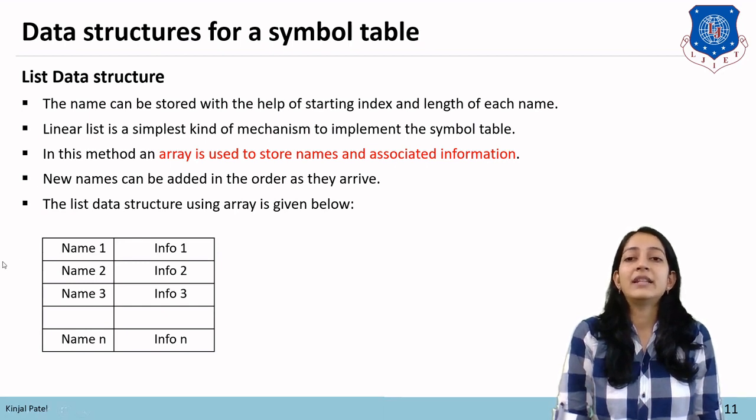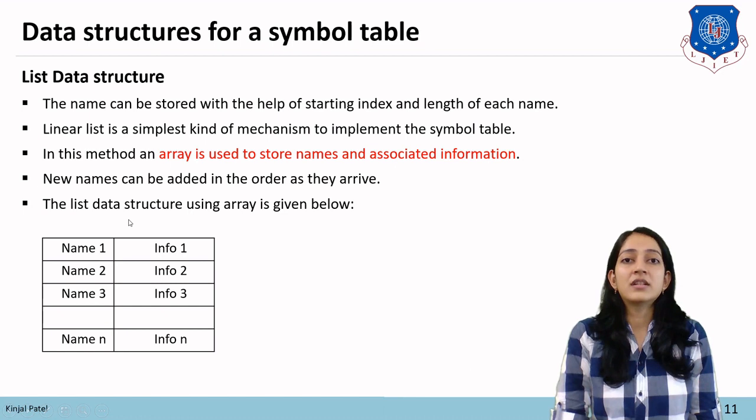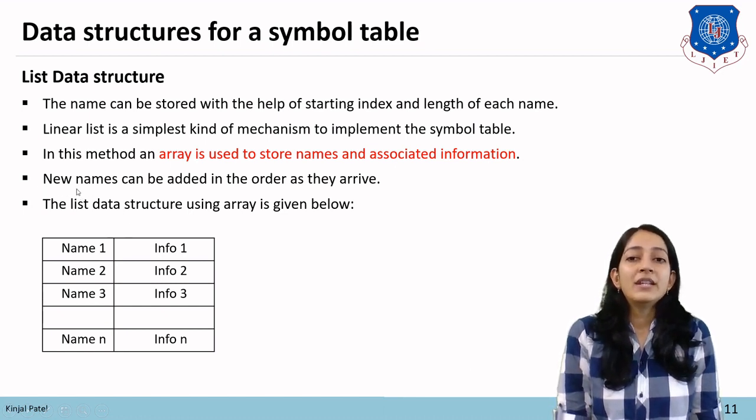Here you can see that the variable name and its information is stored in a linear list. The search also follows the linear search algorithm. Whenever new names are added, they are added in the order they arrive, and whenever we want to retrieve any information, it is retrieved in a linear search manner. If we want to find the name n, we start from name 1 and perform a linear search, and finally when the name n arrives, we can find that variable.